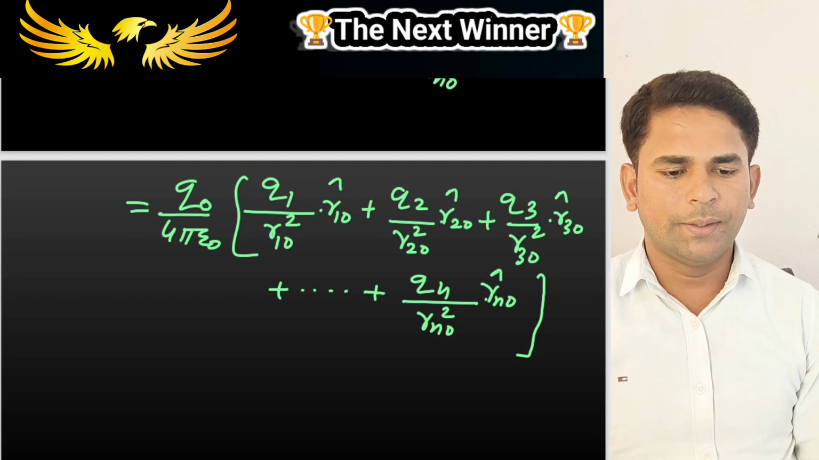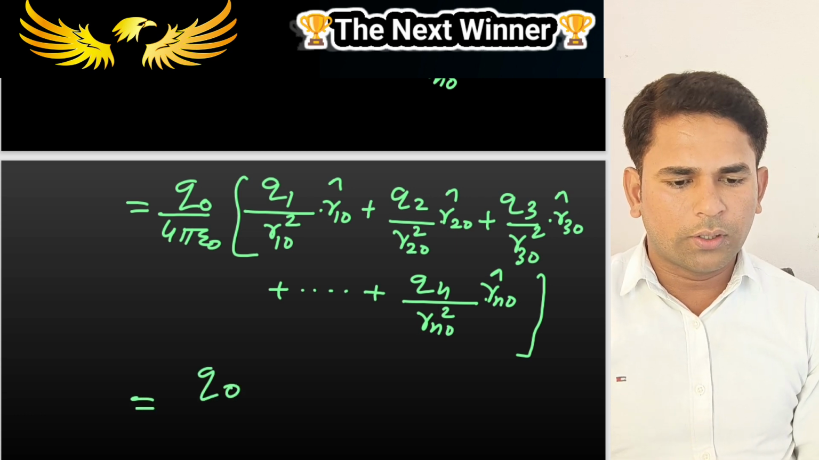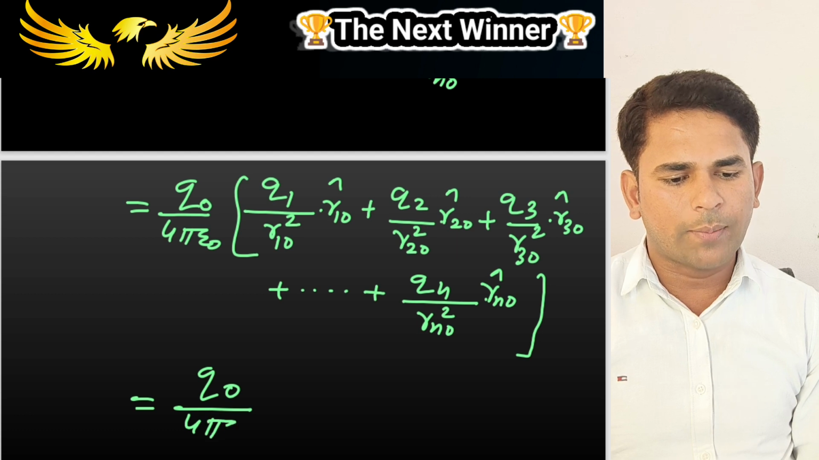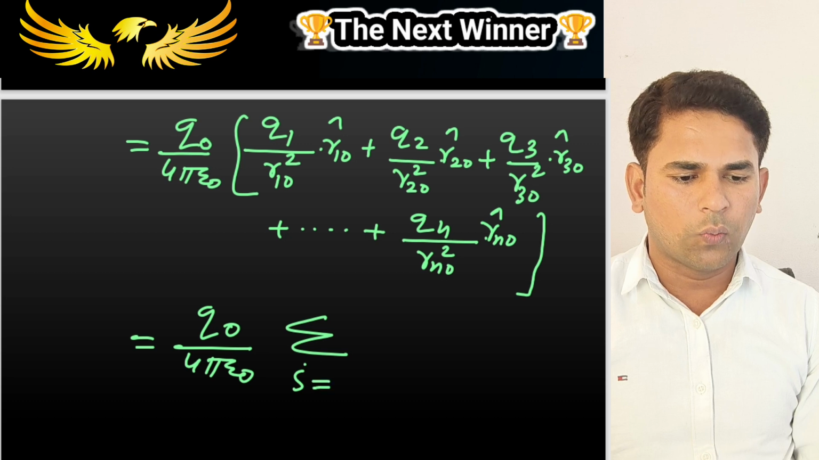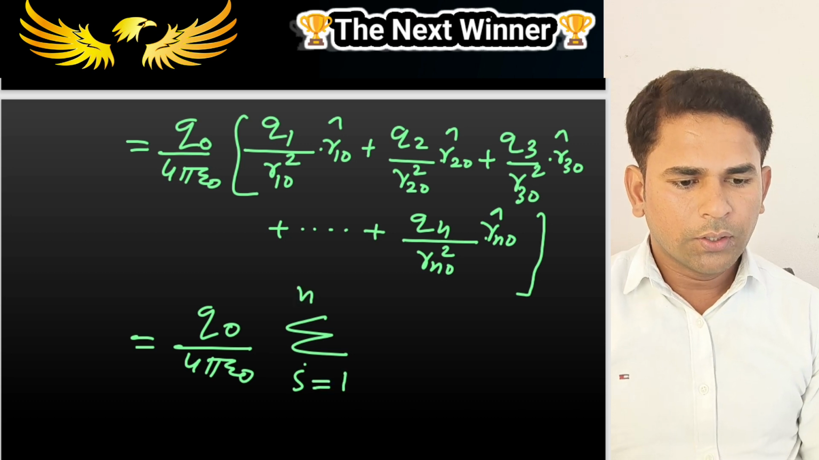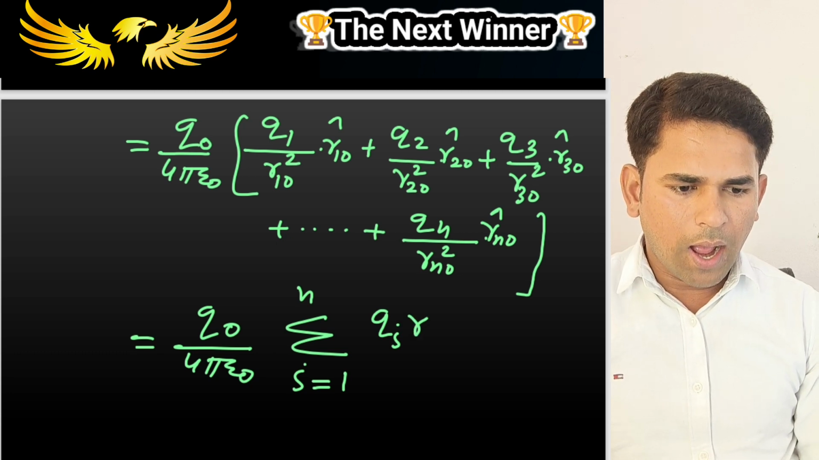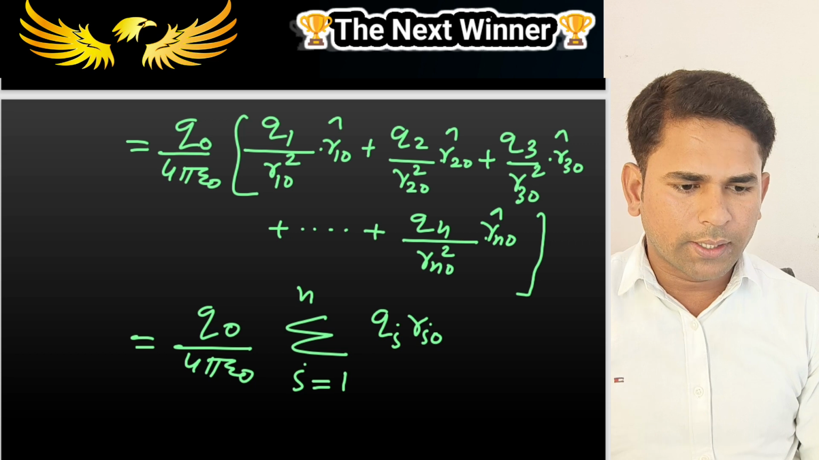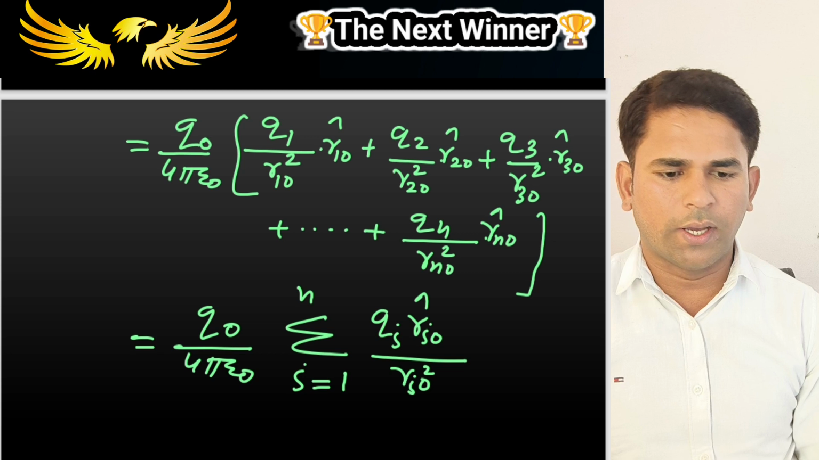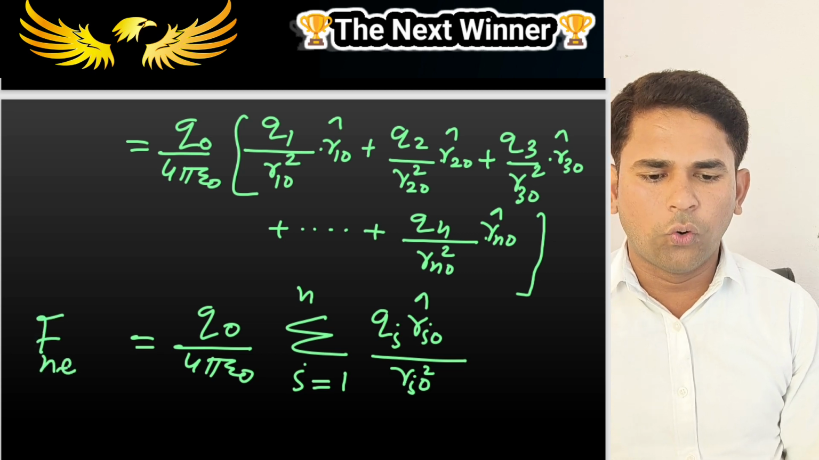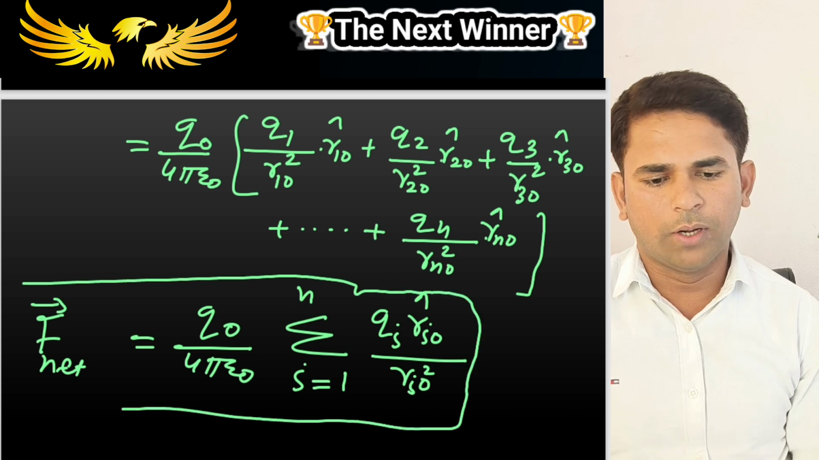Now see, you can also write it in summation form. So you can write q naught divided by 4 pi epsilon naught, summation over i equals 1 to n of qi ri naught cap divided by ri naught square. So this is the net force. This formula is basically known as the superposition formula.